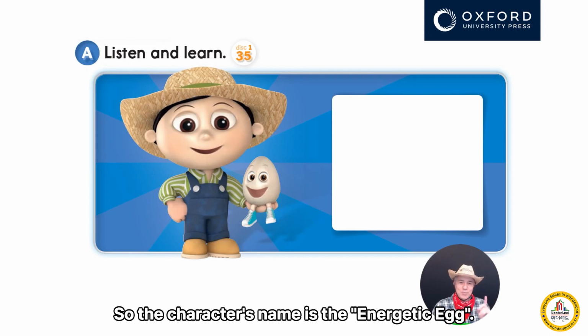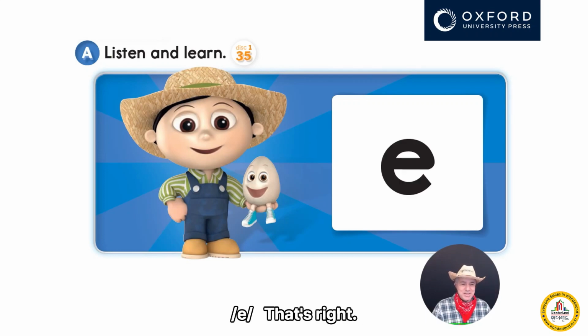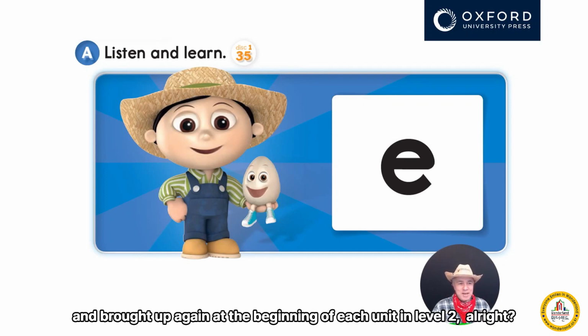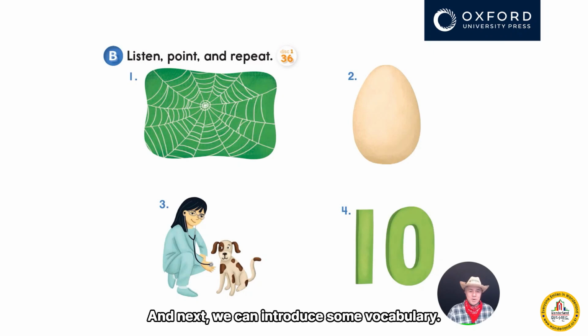All right? So the character's name is the energetic egg. What's the first sound in energetic, in egg? Eh, that's right. Okay? And this was introduced in level 1, but this is reviewed and brought up again at the beginning of each unit in level 2. All right? And next, we can introduce some vocabulary.